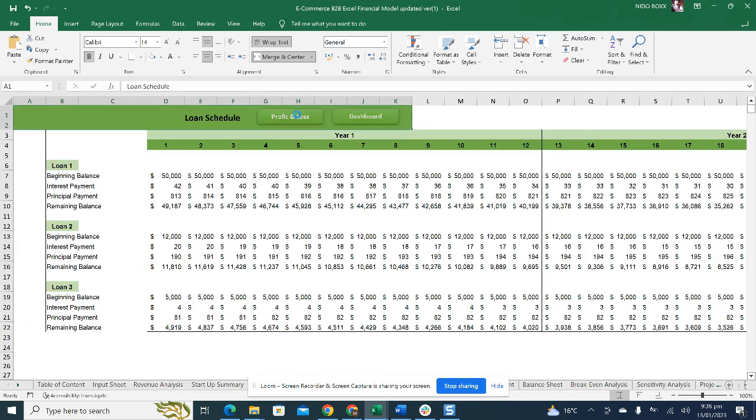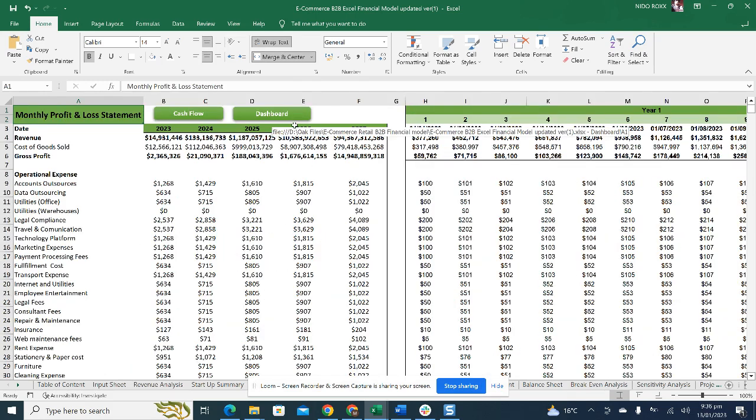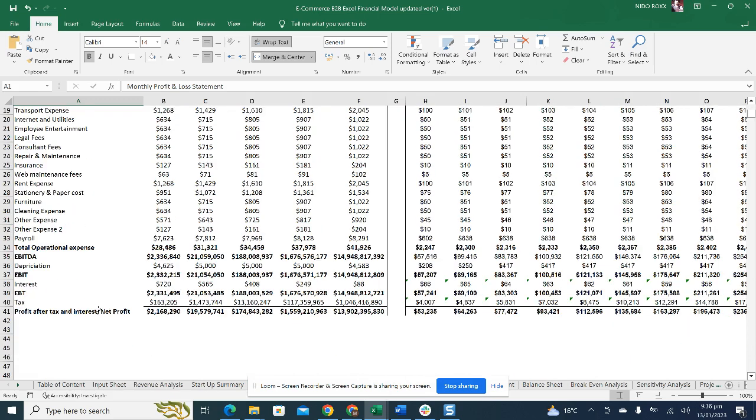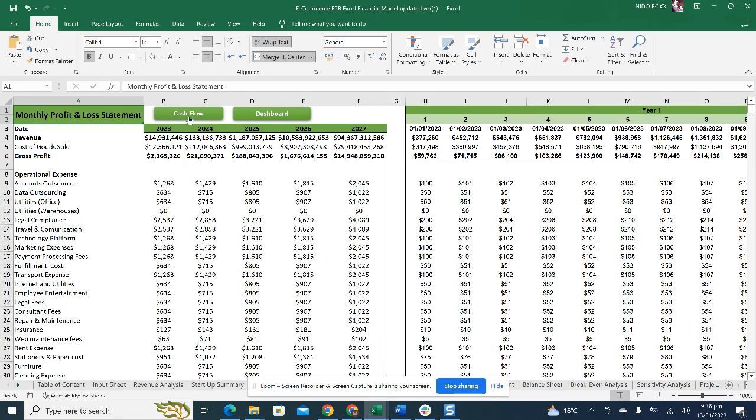Moving on to profit and loss statement. The profit and loss statement shows the financial position of your company, and it includes your revenue, cost of goods sold, gross profit, all kinds of your expenses, total expenses, EBITDA, depreciation, interest, tax, and net profit of your company.